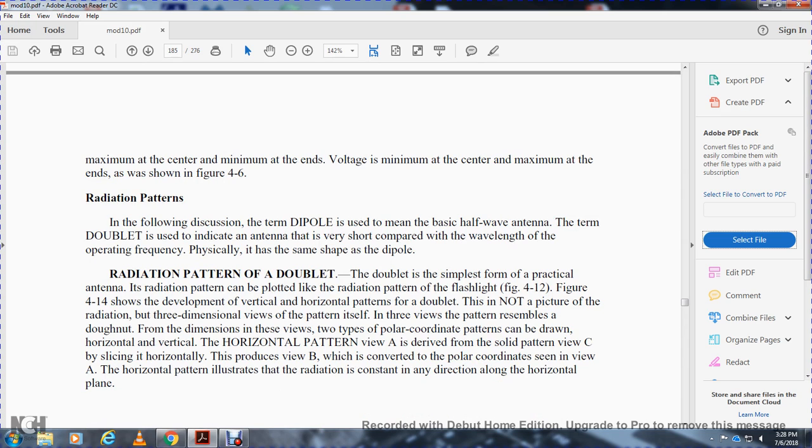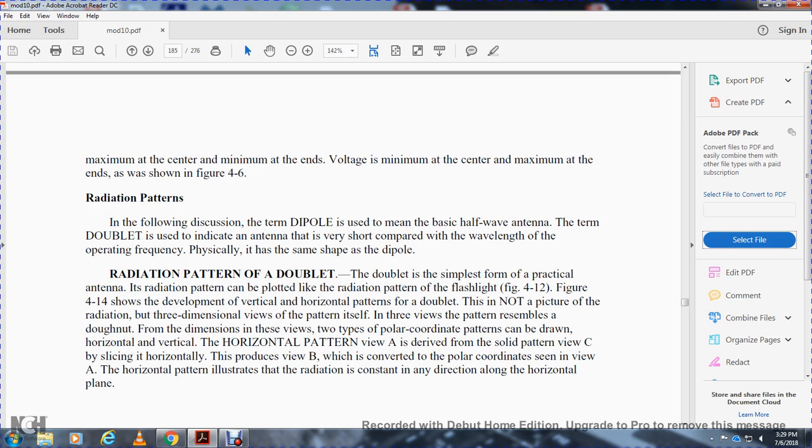Radiation patterns. In the following discussion, the term dipole is used for the basic half-wave antenna, and the term doublet indicates an antenna that is very short compared with the wavelength of the operating frequency but has the same shape as the dipole. The radiation pattern of the doublet is the simplest form of practical antenna pattern. It can be plotted like the pattern of a flashlight. Figure 4-14 shows the horizontal and vertical positions of the doublet, but this is not a picture of the radiation; it does not show the three-dimensional values of the pattern itself.